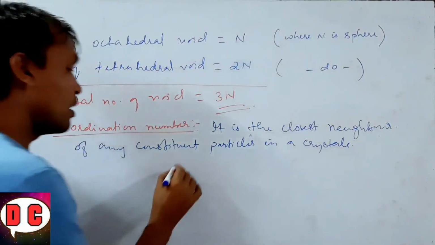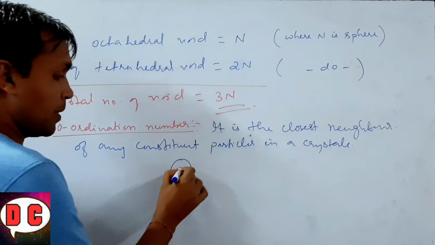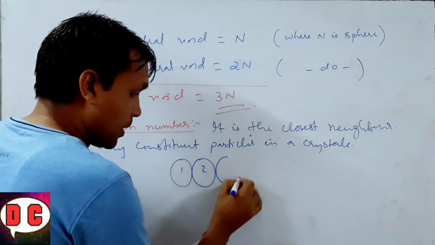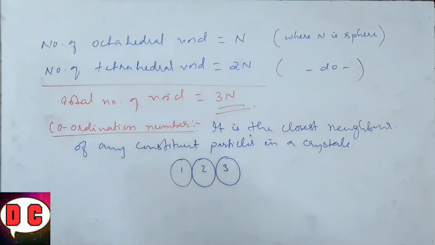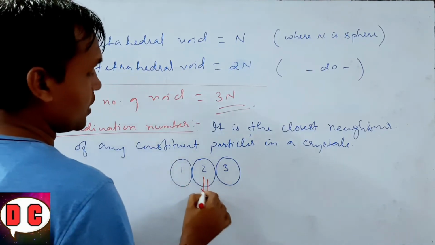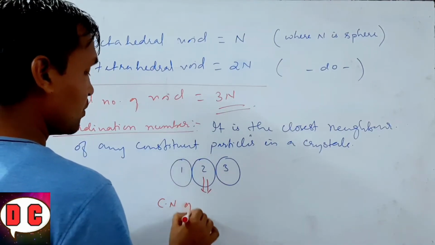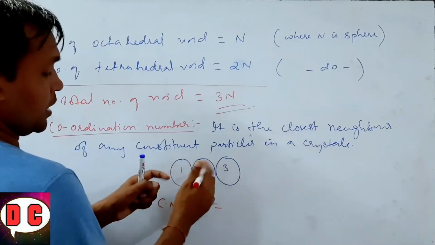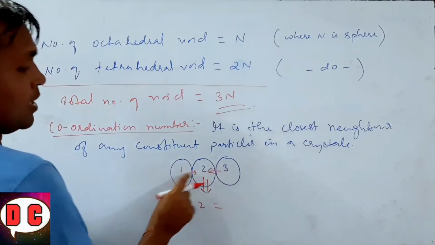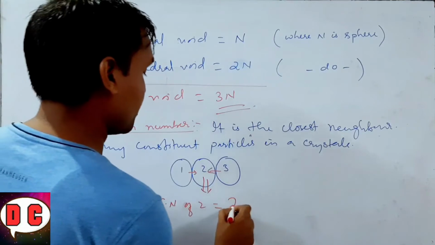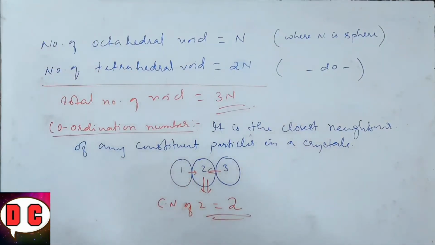Now what does it mean? Suppose there is one constituent particle 1, another constituent particle 2, and another constituent particle 3. If I ask you what is the coordination number of 2, you write the coordination number of 2 is equal to how many are touching this 2. Particles 1 and 3 are touching, so the coordination number of 2 is 2, because it is being touched directly by 2 atoms.